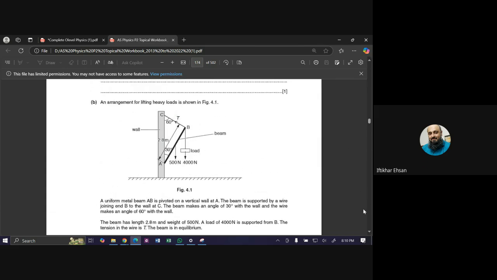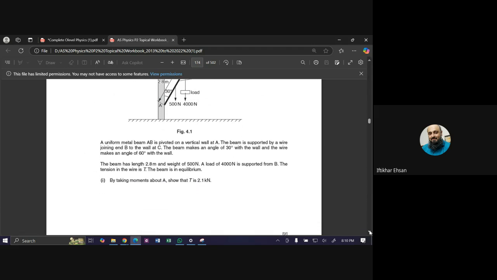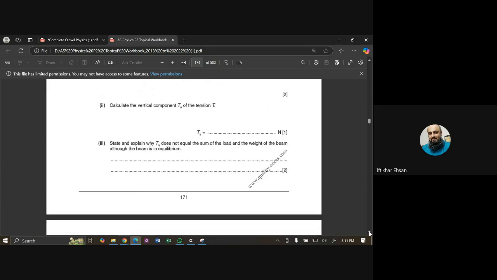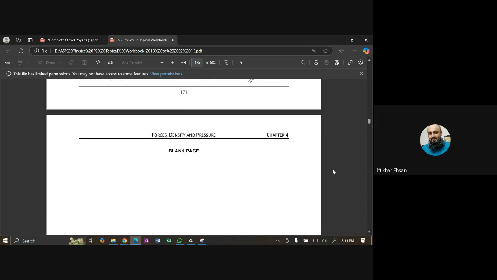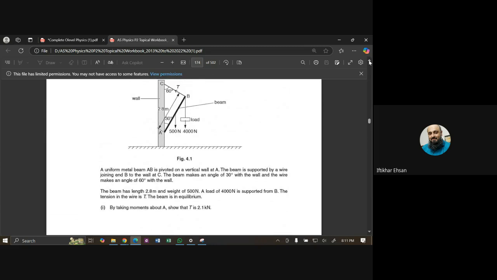Okay, and the beam as well. By taking moment about A. Whenever we say about A, the point which is mentioned after the word about is the pivot. So A is to be taken as the pivot. So we have to find the tension T and the vertical component of T. The question is not a large one. It's not a very good one, but let us try it out.